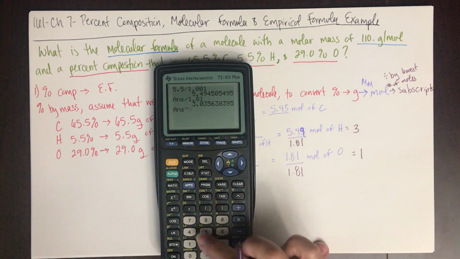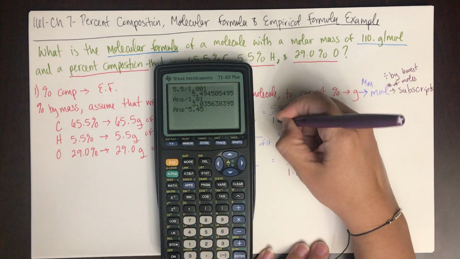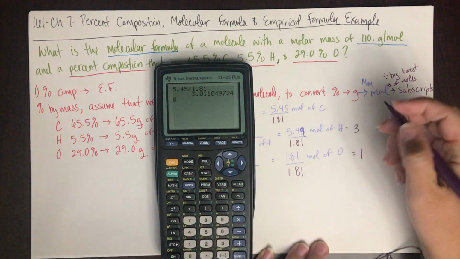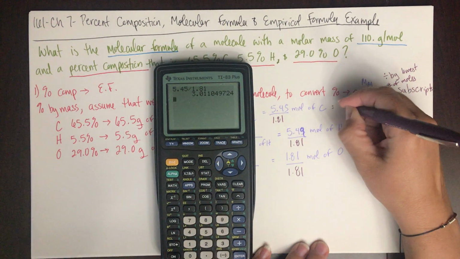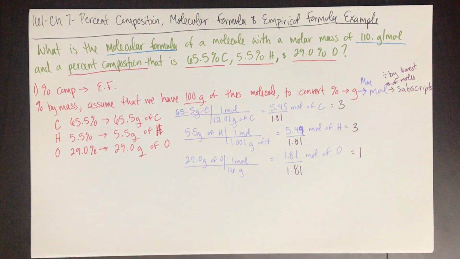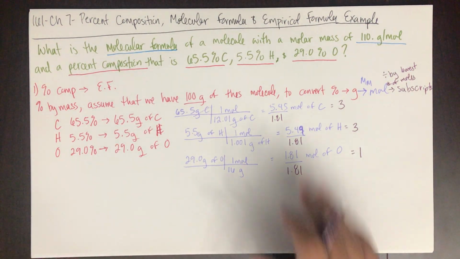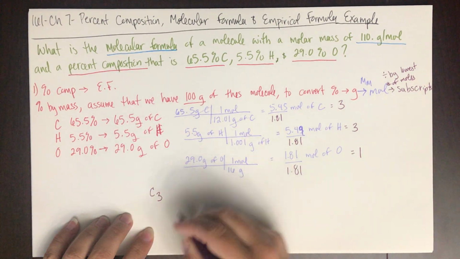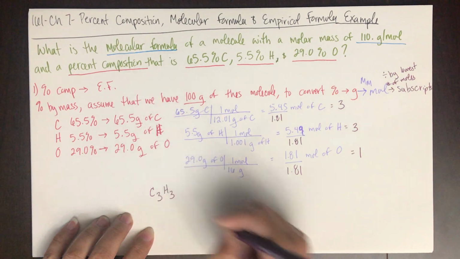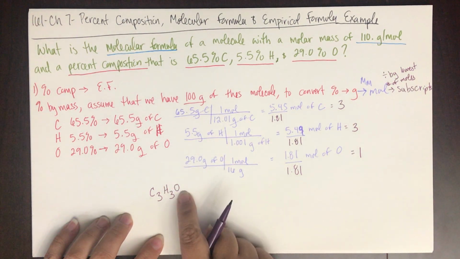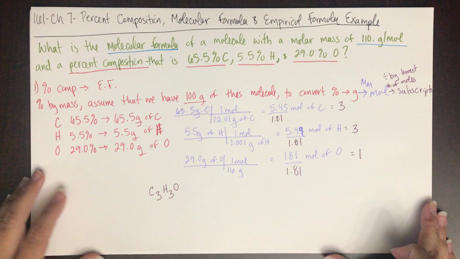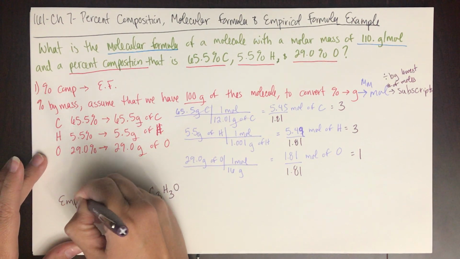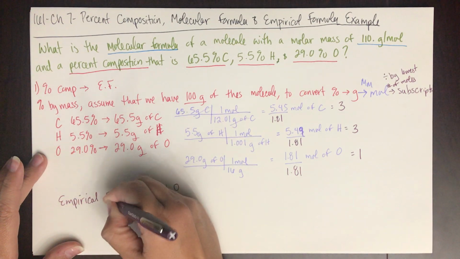And now I'm going to do the same thing. 5.45 divided by 1.81 is 3.01, so 3. Now these are the subscripts. So when I write this molecule, it's C3H3O1, but you don't need a 1 there because a 1 is implied. What we've just determined is the empirical formula.